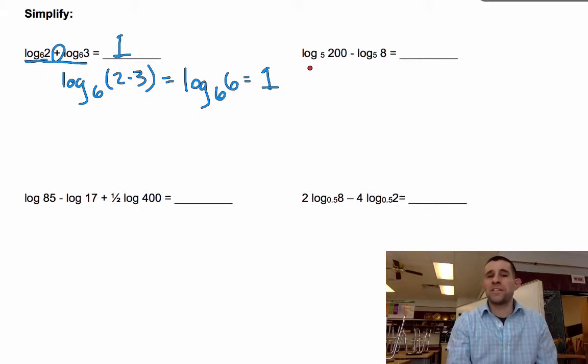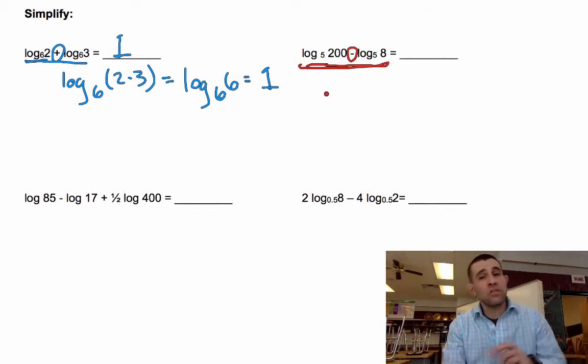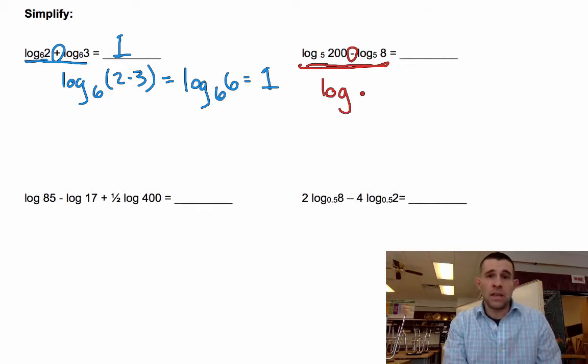All right, let's take a look at the next one over here, which says log base 5 of 200 minus log base 5 of 8. And again, I recognize that this is a minus sign, so that I can use the quotient property. And I'm going to use the quotient property backwards in this case, and I'm going to write an actual quotient. So I can rewrite this log base 5 of 200 minus log base 5 of 8 as log base 5 of 200 divided by 8.